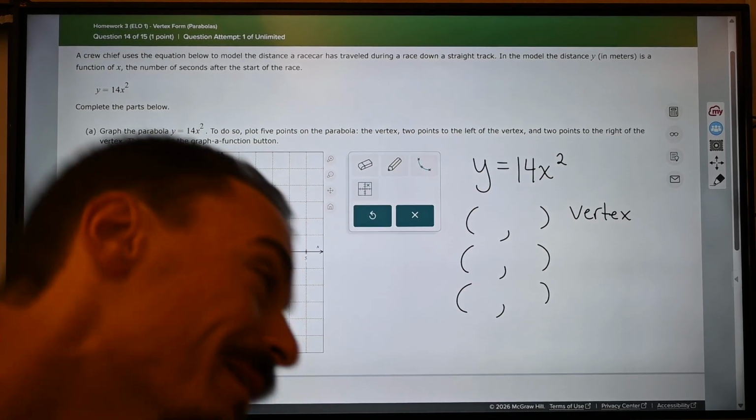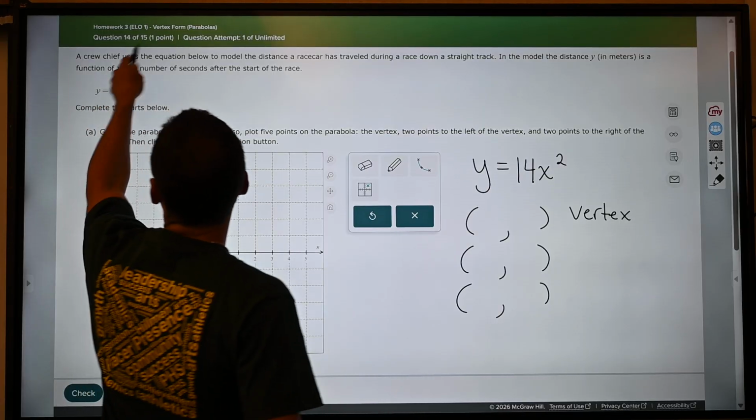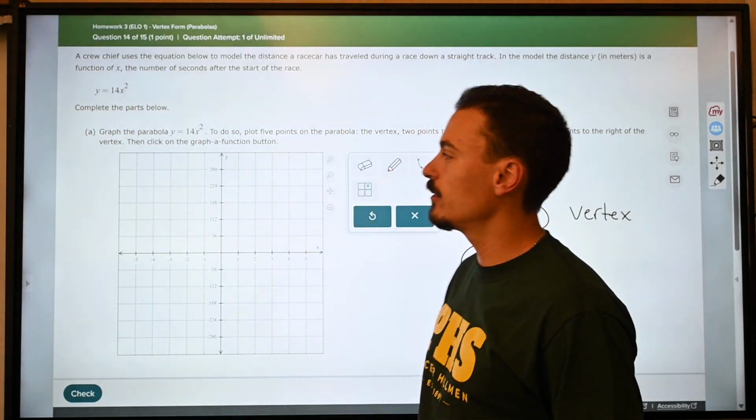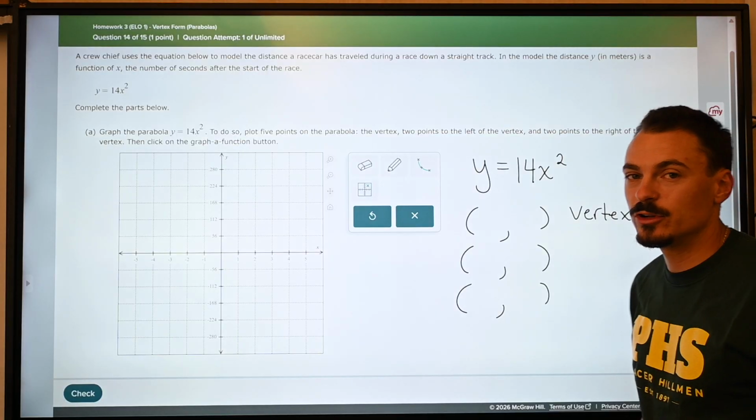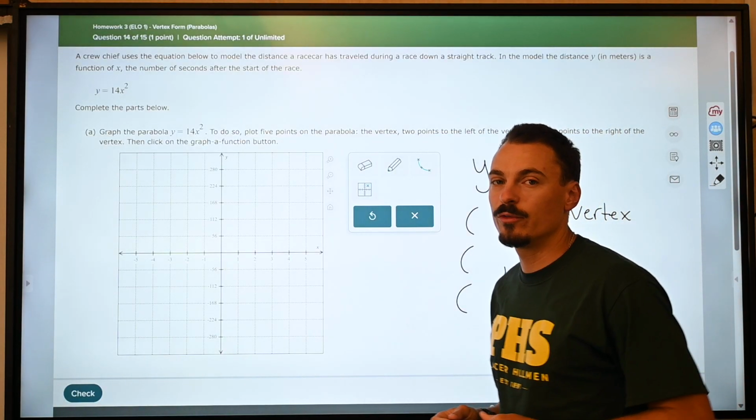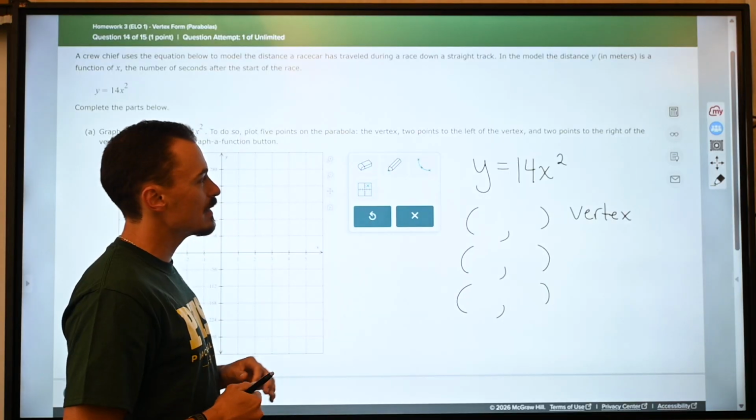All right, here we go. This is number 14 and 15 from homework number 3, graphing parabolas. A lot of people are struggling with this, so I thought I'd make a video. I'm not going to go over it in class just because we have a lot to do.